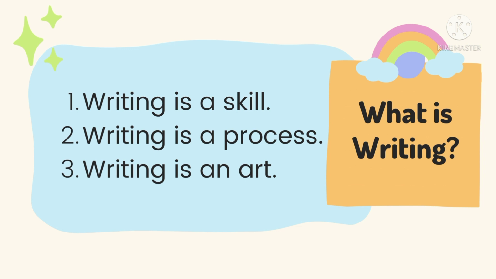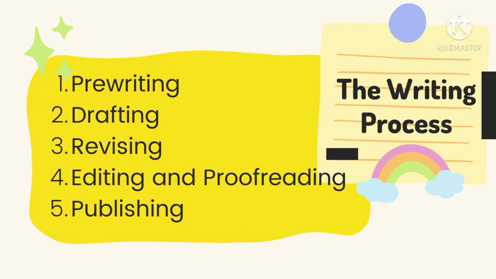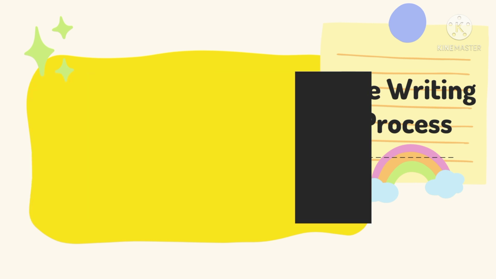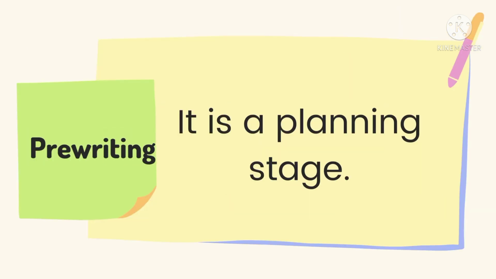Let us now talk about the writing process. Before you decide to begin writing, there are certain ways that you can consider which will help you to write better paragraphs or essays. Look at the writing process and learn how to arrange your ideas with coherence and unity. The first step in the writing process is pre-writing. Pre-writing is a planning stage. Here, you explore possible ideas or topics, choose your audience, and determine your purpose for writing.